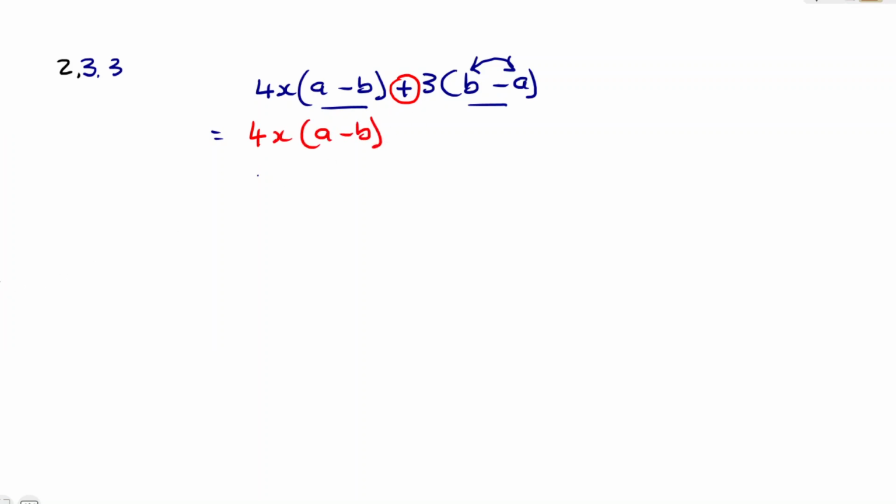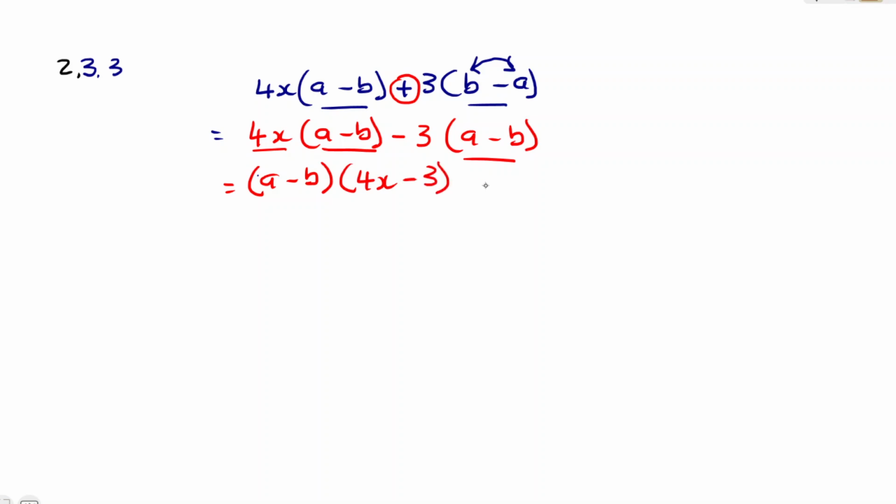But now this plus is going to become a negative, so this will become a negative 3. Then you can change the bracket. It was b minus a, now it's a minus b. The plus sign changed to a negative sign. So this term and that term now have the same bracket, so we can take that a minus b as a common factor. We're going to be left with a 4x. If we take a minus b out of the second term, we'll be left with a negative 3.